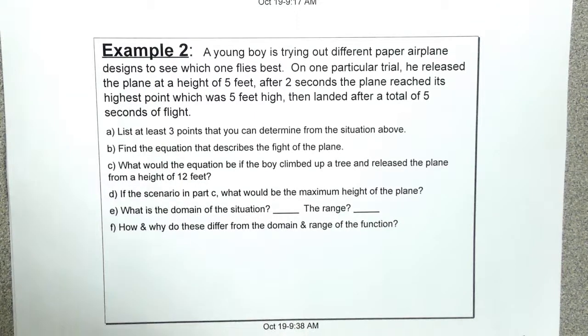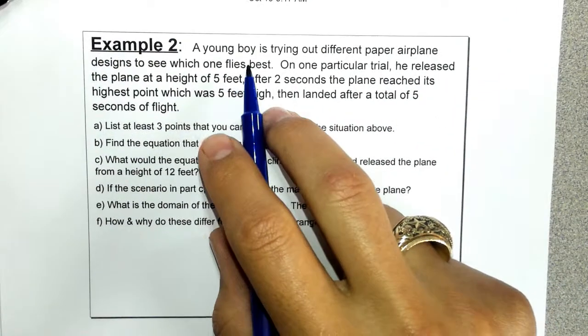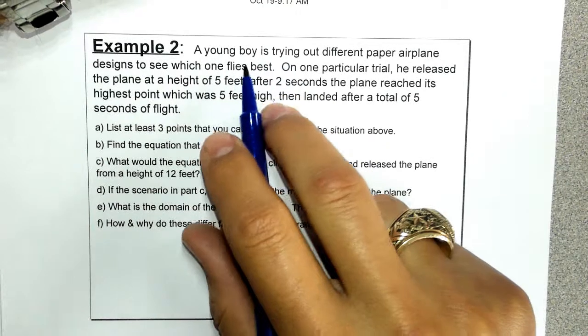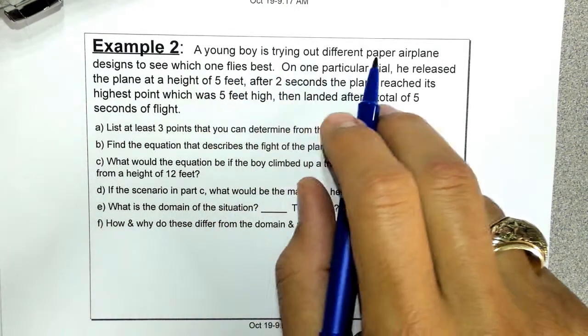Okay, here's a second example. We're actually going to use our quadratic regression to find the answers for this one. First, look at the situation. I've slightly altered this to make it a little bit more usable. It says a young boy is trying out different paper airplanes.